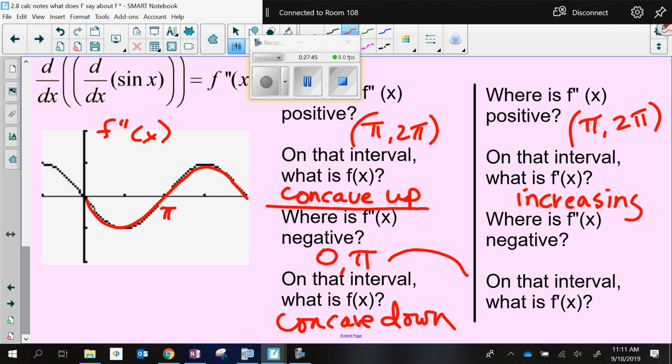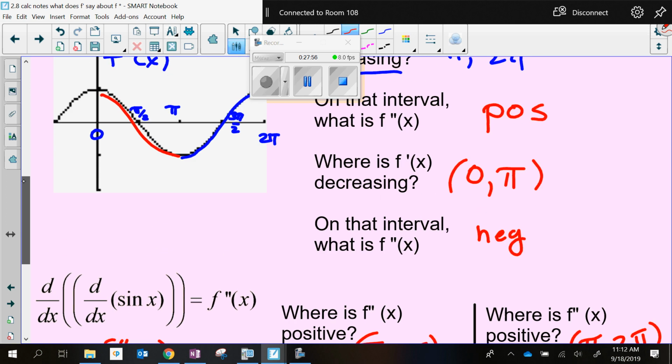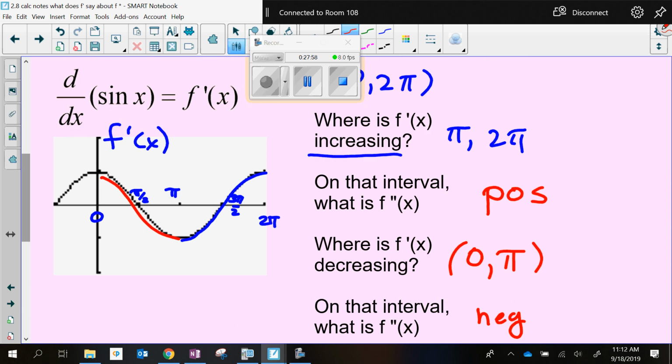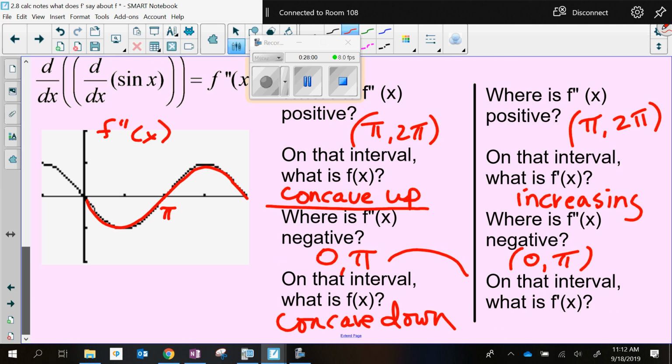And F prime is negative again at 0 to pi. This is what I wanted. What is F prime on 0 to pi? Let's look at F prime from 0 to pi. What is that? Decreasing.